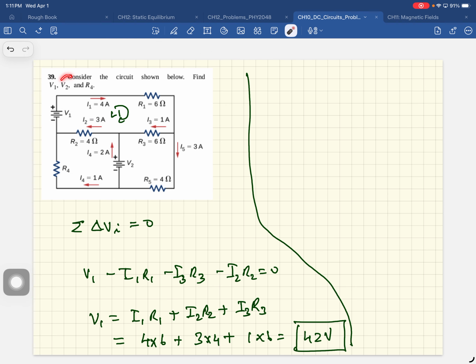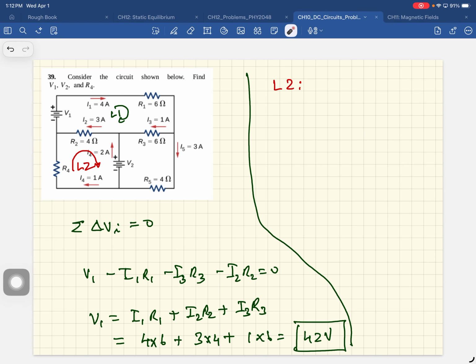What's the next one we want to solve for? V2. Where's V2? Here's V2. To solve for V2, we could use this loop or this loop. It doesn't matter. So let's use this loop. We'll call it L2, and that's the direction in which we're going to go. Okay, Tatiana, we will start here and go like that.